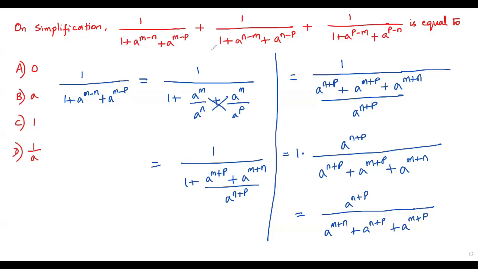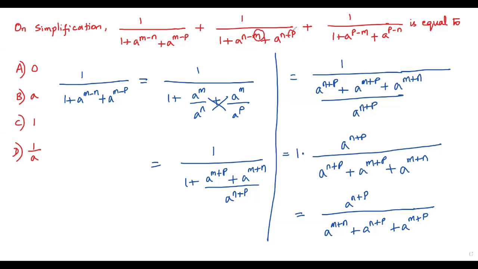What if I simplify the second term in the same way? Then what will be the numerator? Since n and p are subtracted from m, the same n and p are added at the exponent in the numerator over here. So when I do such simplification in the second term, here m and p are subtracted from n in this term and this term.